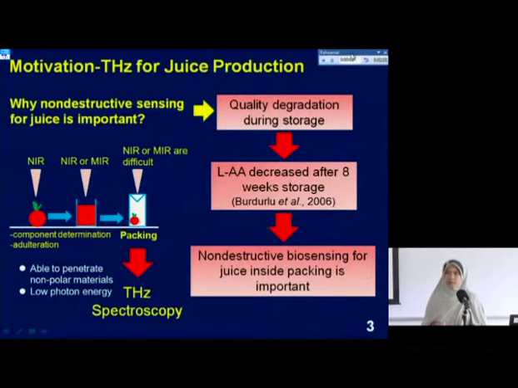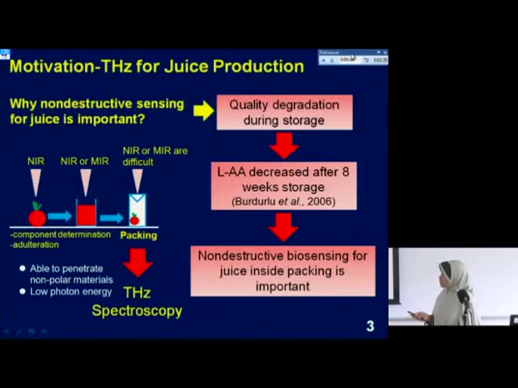Our research group is motivated to bring terahertz spectroscopy into agriculture fields. One possible application of terahertz spectroscopy is for quality evaluation of juice production. Then please look at this. Near-infrared and mid-infrared spectroscopy have been used for quality evaluation of juice from raw material to juice product before packing. However, so far, there is no available non-destructive method that can be used for quality evaluation of juice after packing.